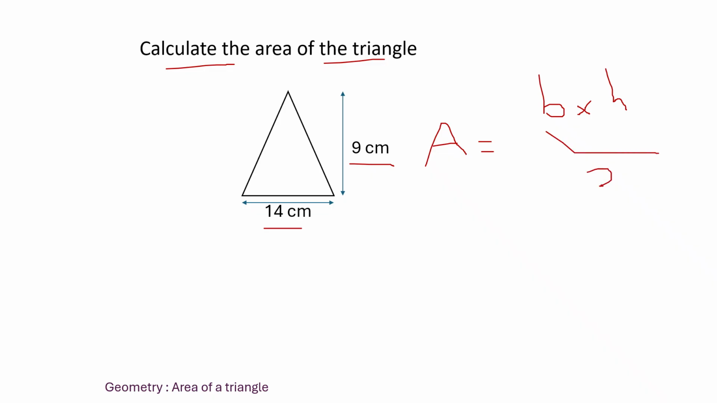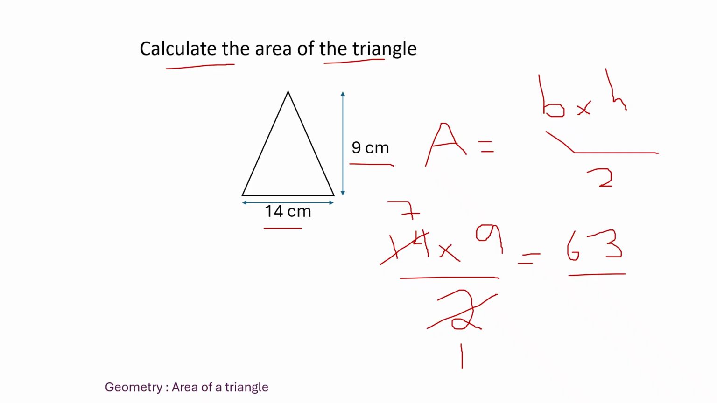Okay, so that's going to be 14 times 9 all over 2. Let's simplify this, so divide top and bottom by 2, so cancel that with that. That goes to 1, that goes to 7. Now I have 7 times 9 is 63, so I have 63 over 1, which is equal to 63 centimeters squared. That, guys, is my final answer.